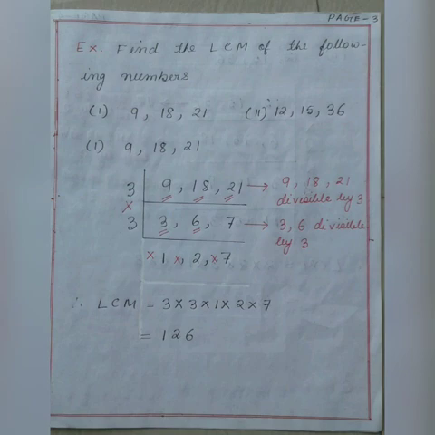Therefore, LCM will be 3 into 3 into 1 into 2 into 7, which is equal to 126.